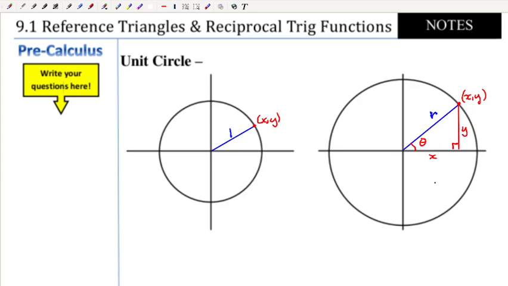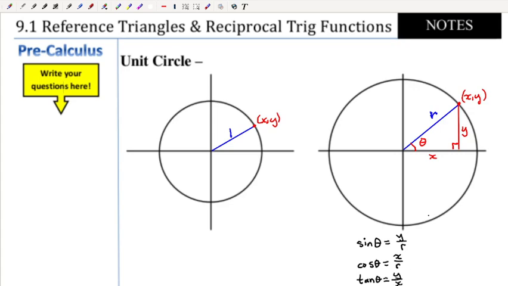And if I wanted to use this triangle to write my trig ratios, my sine, cosine, and tangent, I'd have something like sine theta equals, well, sine is opposite over hypotenuse, so opposite y over hypotenuse r. I've got my cosine theta, which is adjacent over hypotenuse, so adjacent x over hypotenuse r, so x over r. And I've got my tangent trig ratio, which is opposite over adjacent, y over x.